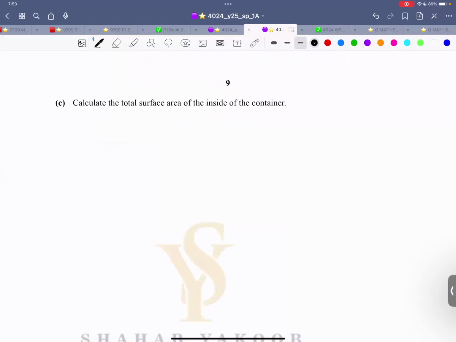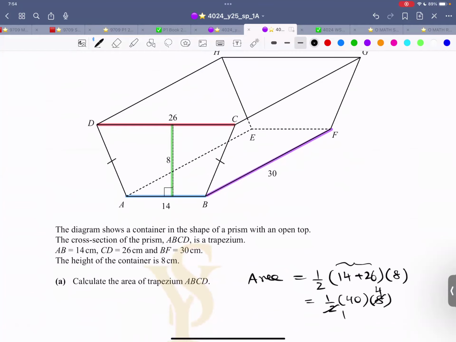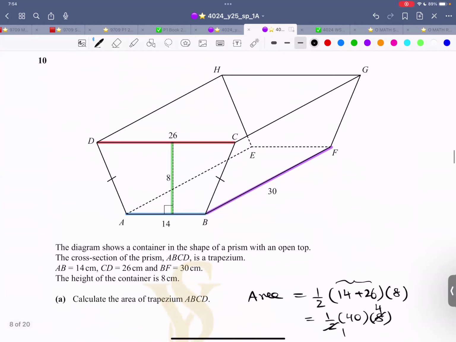Calculate the total surface area of the inside of the container. So for the total surface area on the inside, there is a front trapezium. That is a back trapezium. And then what else is there? There are some walls. So now the area of this trapezium is 160. That is the front. Let me highlight it. That's the front. That is the back. That is constant. That's why it's a prism. And then if I have this length over here, this length into this thing will give me this rectangle. Now here comes the tricky part.